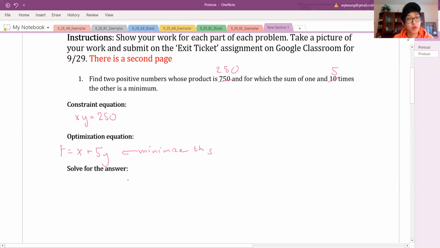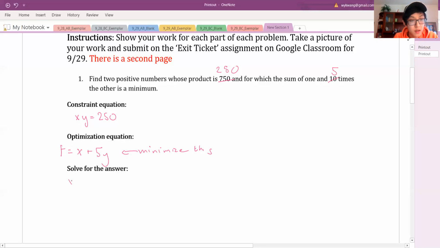Now we're going to solve for the answer, right? So first we're going to want to substitute in one of the variables for the other, right? So we're going to want to minimize f is equal to x plus 5y, but that's not very easy to do because we have two variables. So let us substitute in, let's say, x in terms of y.